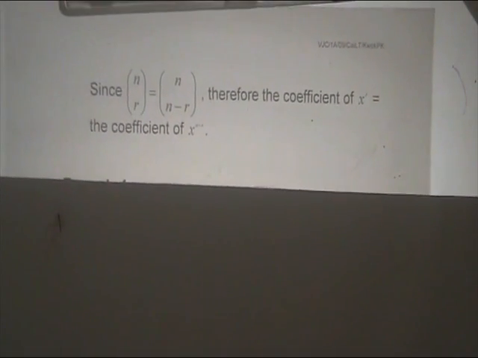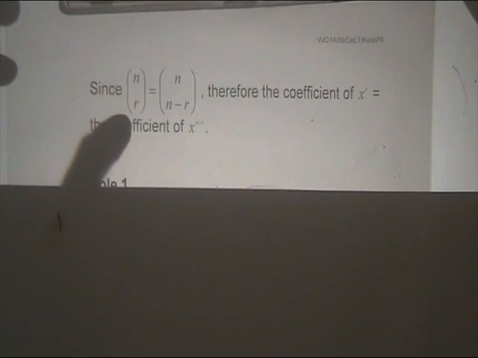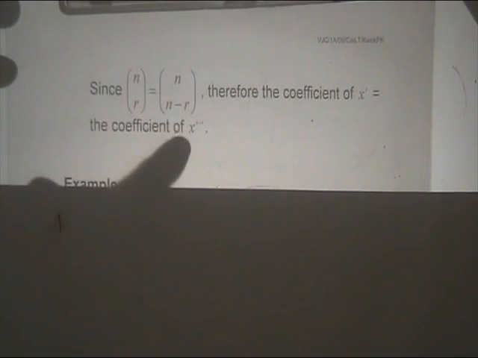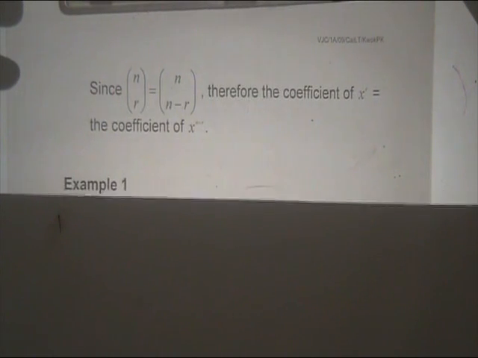Since earlier we have already established the fact that n choose r is equal to n choose n minus r, we can conclude that the coefficient of x to the power of r is equal to the coefficient of x to the power of n minus r. Let us look at an example. Example 1.